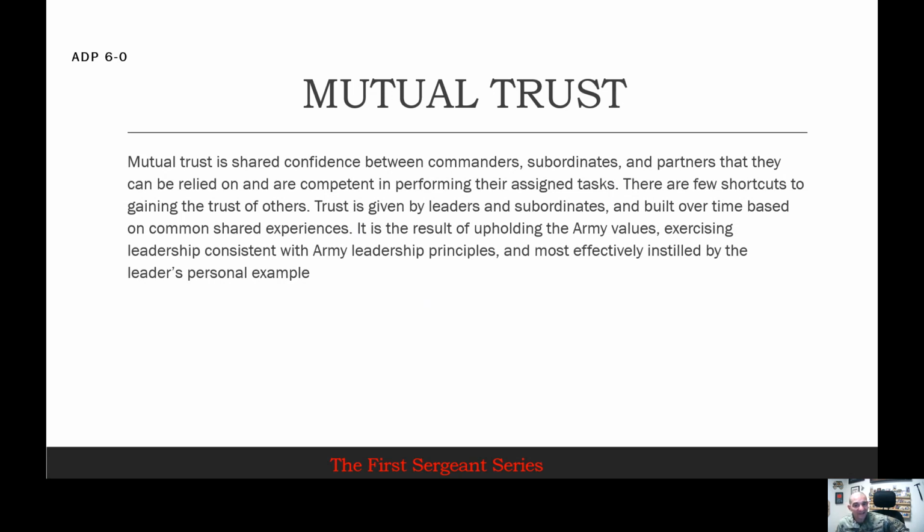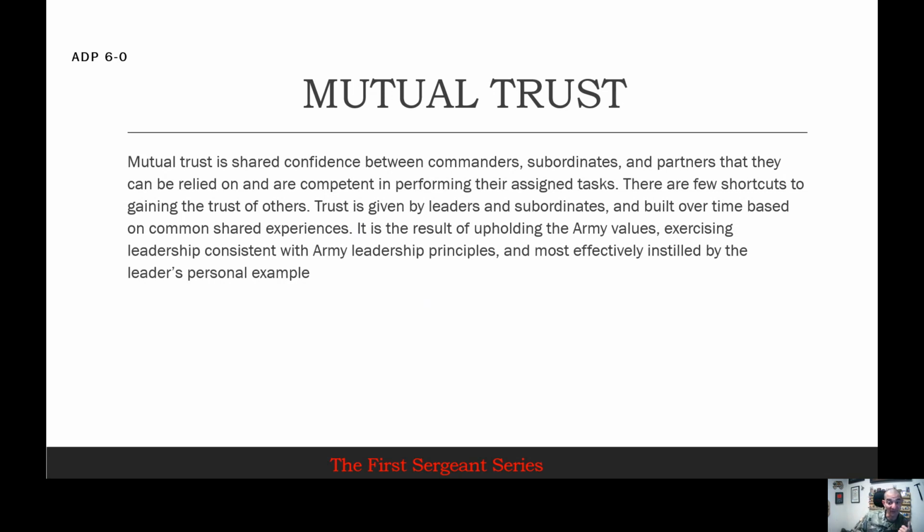You cannot practice or have a mission command climate if you're not building relationships with your commanders, your leaders, your subordinates, and your soldiers. We have to build relationships and trust. There are no shortcuts to gain the trust of others, okay? Trust is given by leaders and subordinates, all right? And built over time based on common shared experiences.